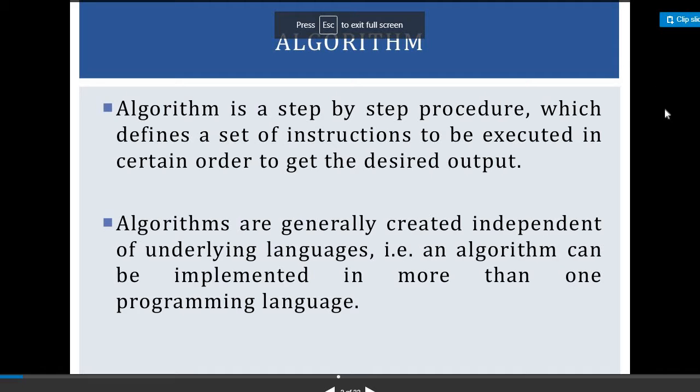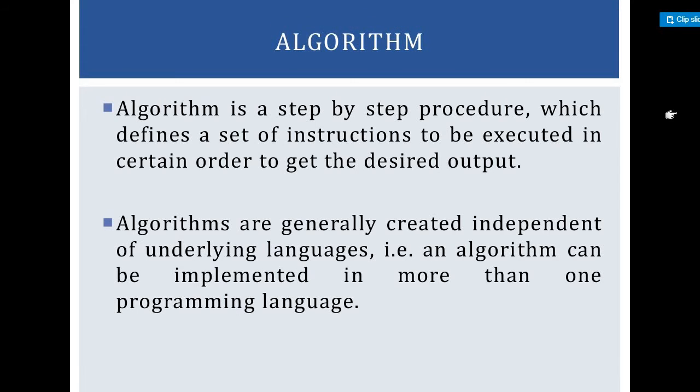So first we see what is an algorithm. An algorithm is a step-by-step procedure which defines a set of instructions to be executed in a certain order to get the desired output. Algorithms are generally created independent of underlying languages. That is, an algorithm can be implemented in more than one programming language.